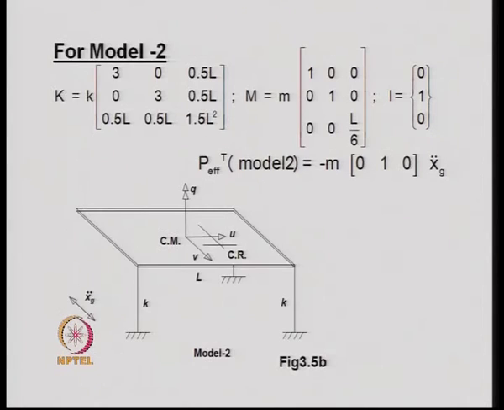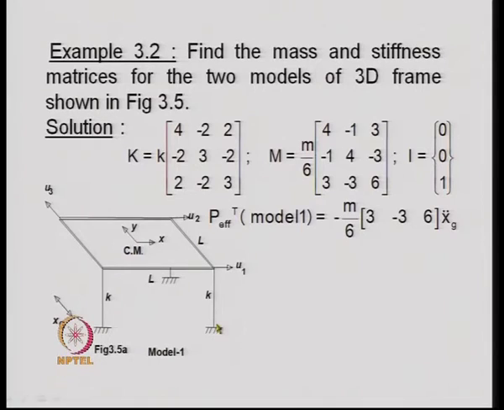In the second model, what we have done is that we have taken at the center of mass the degrees of freedom, that is 1 degree of freedom in this direction, 1 degree of freedom in this direction, and the third degree of freedom is a torsional degree of freedom about a vertical axis. Again, these are the 3 different degrees of freedom for this particular model. Now, for these 2 models, we write down the stiffness matrix, the mass matrix, and the influence coefficient vector.